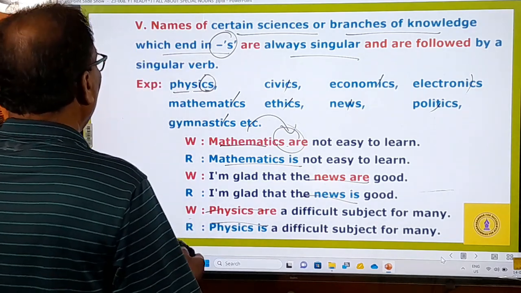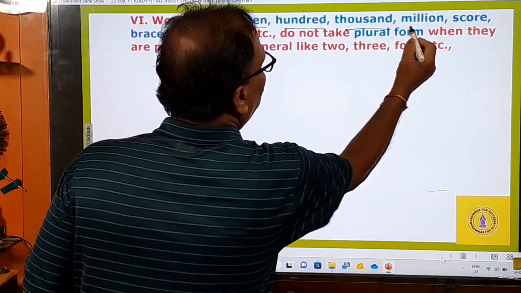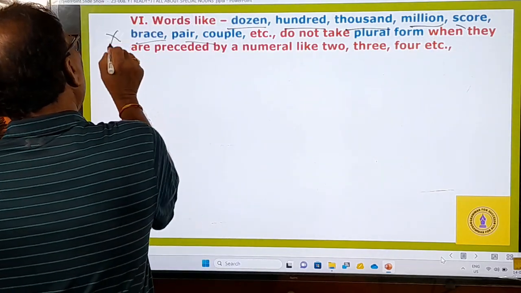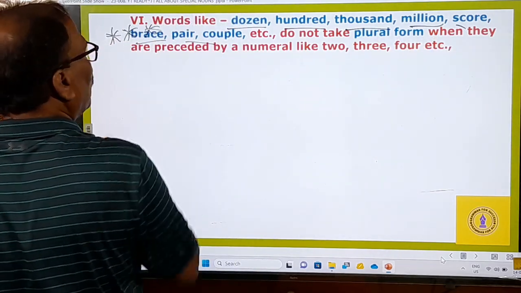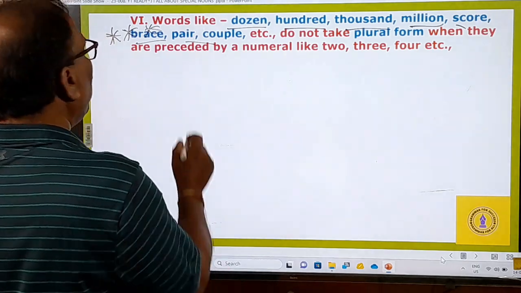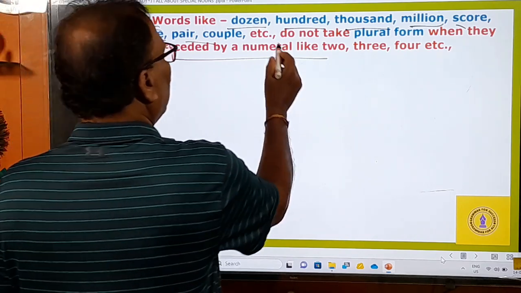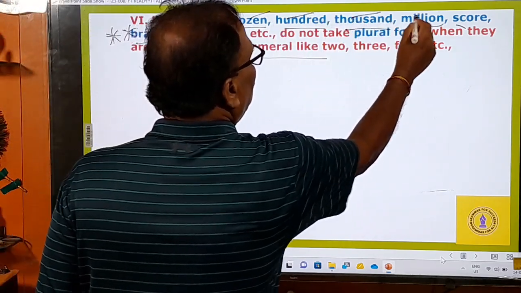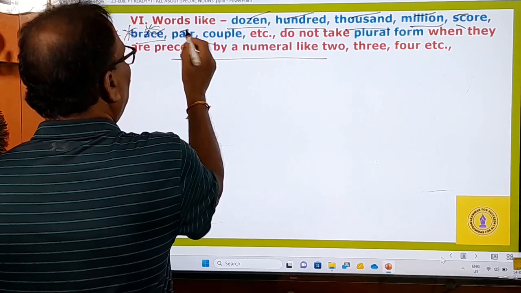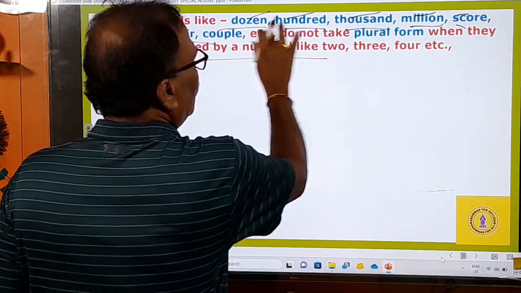And now let's go to the next important one: words like dozen, hundred, thousand, million, score. It's an important one from the examination point of view. They do not take plural form when they are preceded by a numeral like 2, 3, 4. Dozen, hundred, thousand, million, score, brace, pair. Brace you know very well, score means 20, and pair like that.